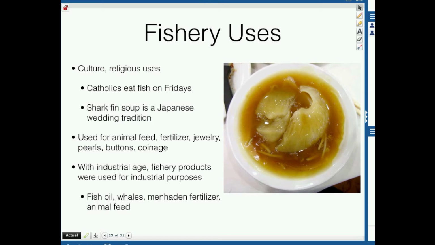Now, fish are used for a variety of things. Different cultures and religions use fish. For example, Catholics eat fish on Fridays. That's tradition in the Catholic religion. In Japan, this is shark fin soup. Shark fin soup at your wedding is supposed to be very good luck. It's very important to have shark fin soup at your wedding. This is one of the main reasons we're in trouble with sharks, because people will cut the fins off of the sharks and then put them back in the ocean, where they'll die.